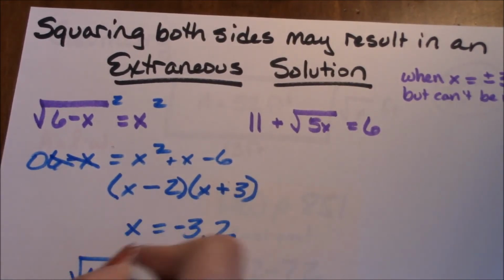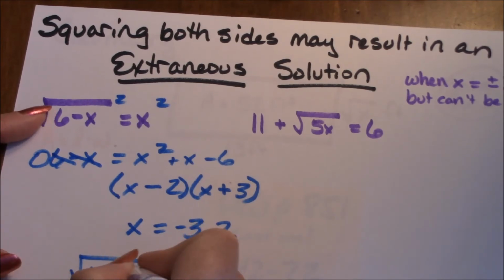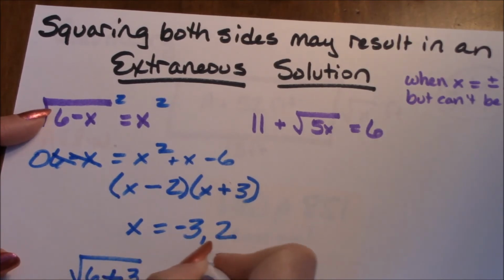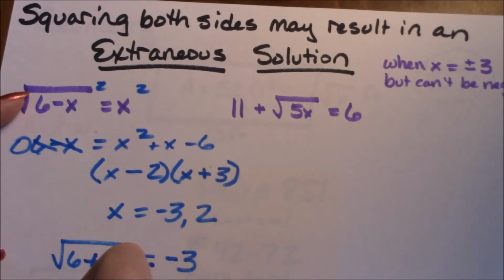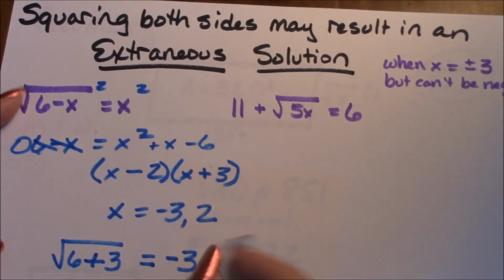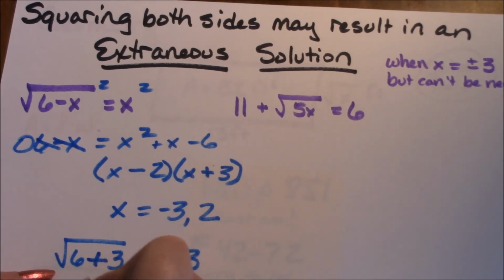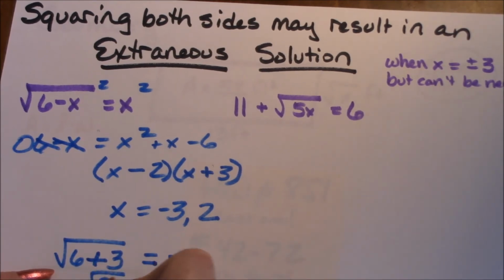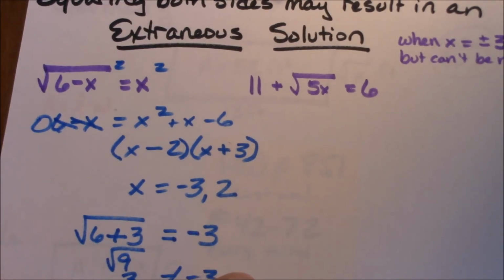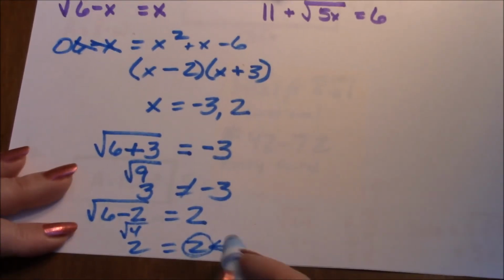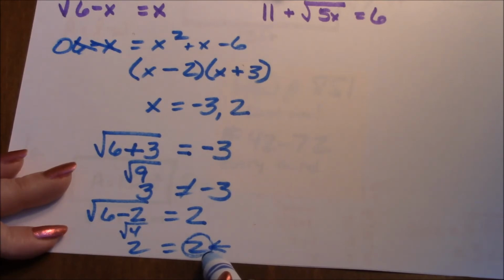Square root of 6 minus negative 3 equals negative 3, and the square root of 6 minus 2 equals 2. So 6 plus 3 is root 9, and so what they're saying is 3 equals negative 3, and that doesn't work. 6 minus 2 is 4, so root 4 is really 2, and 2 equals 2. So this does work. We do have one answer that works, but not both.